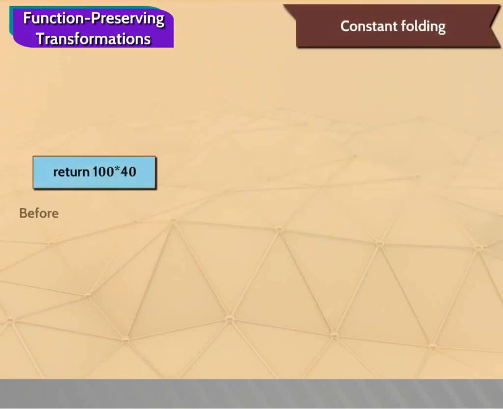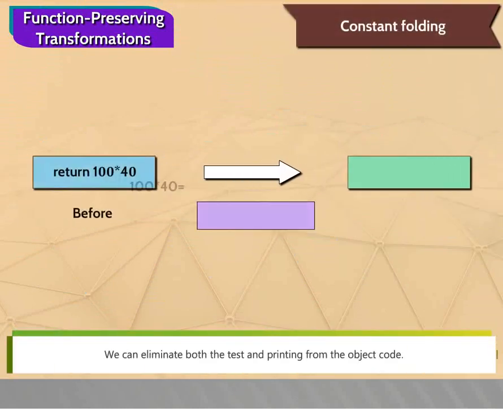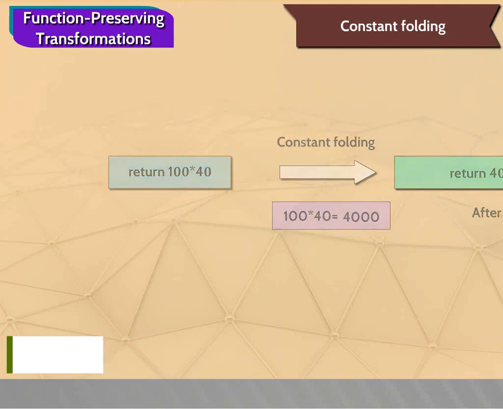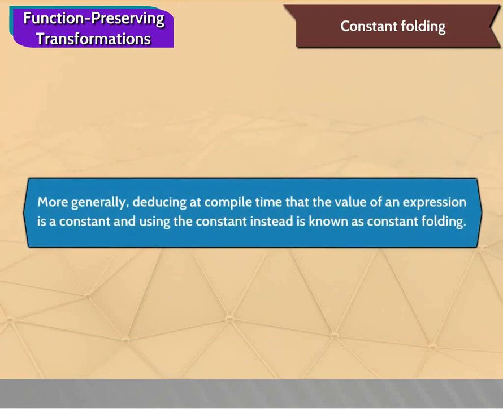Constant folding. We can eliminate both the test and printing from the object code. More generally, deducing at compile time that the value of an expression is a constant and using the constant instead is known as constant folding.